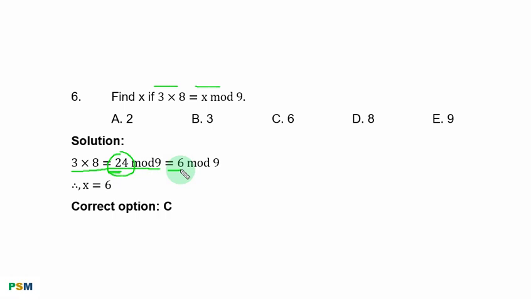We are interested in the remainder in modular arithmetic. So S is equal to 6. The correct option is C. If you divide 24 by 9, you have 2 remainder 6. So the remainder is recorded.